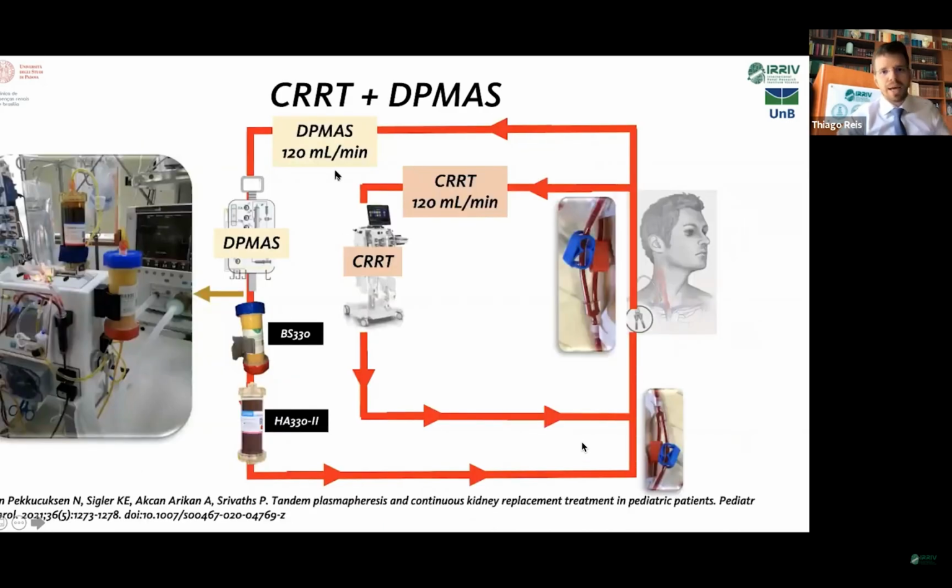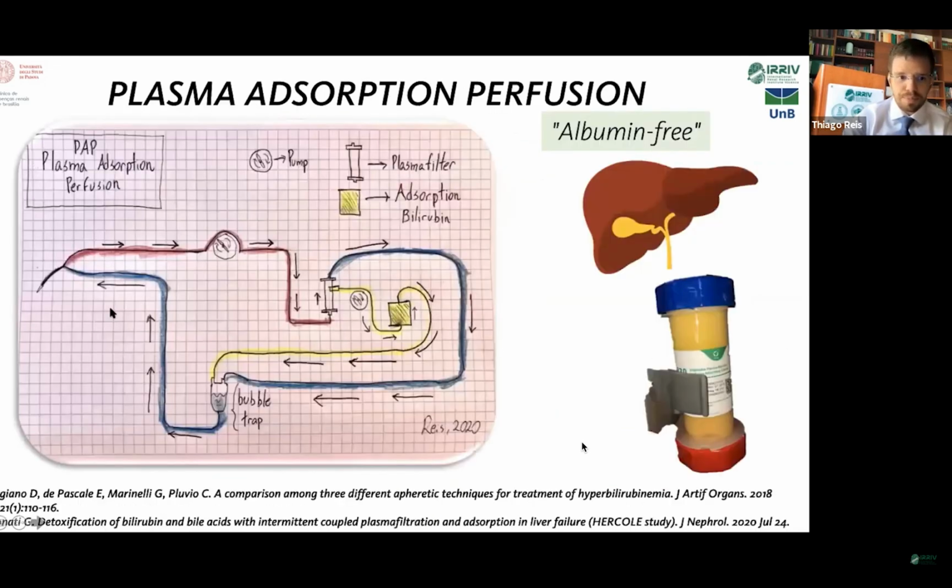We can also apply both therapies, DPMAS and CRRT, in parallel at the same time. We can place a Y connector in the arterial line of the catheter, and then simultaneously 120 mL per minute of blood goes through the CRRT circuit, let's say in a patient with hyperammonemia, and in parallel 120 mL per minute goes through the DPMAS circuit. And then finally here they return to the patient with another Y port.